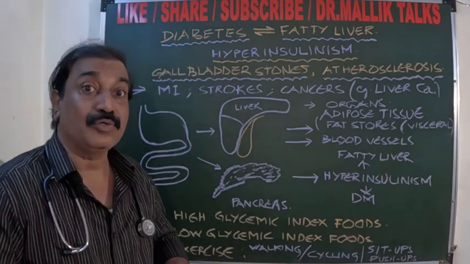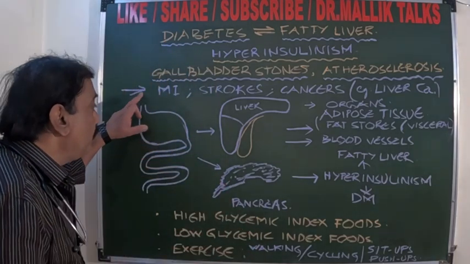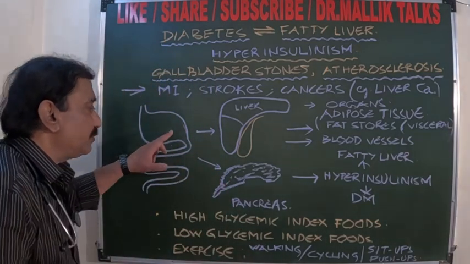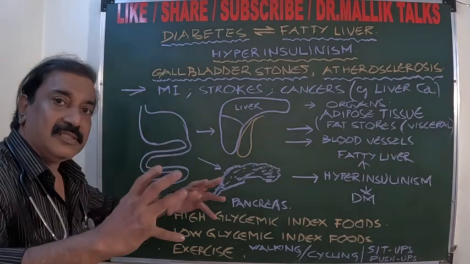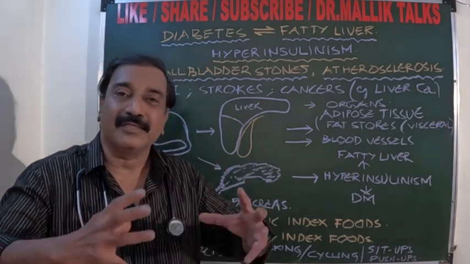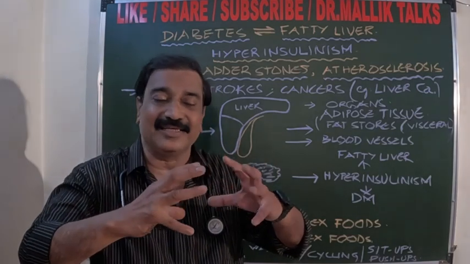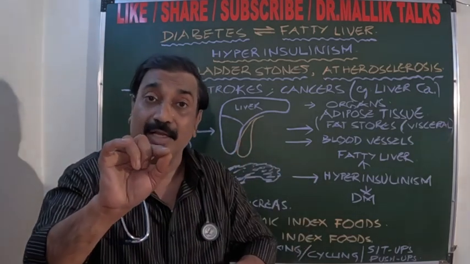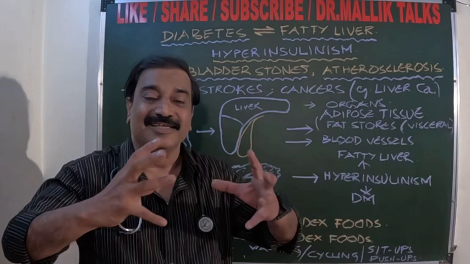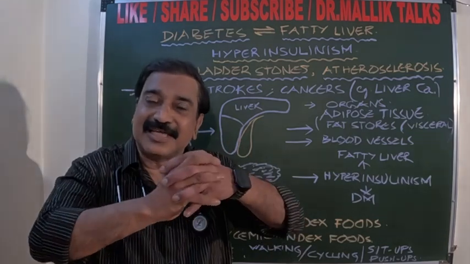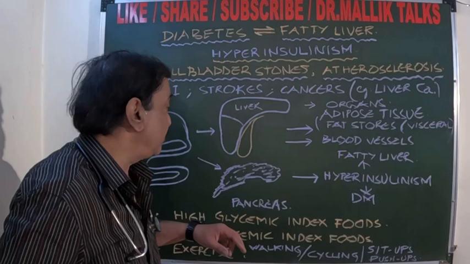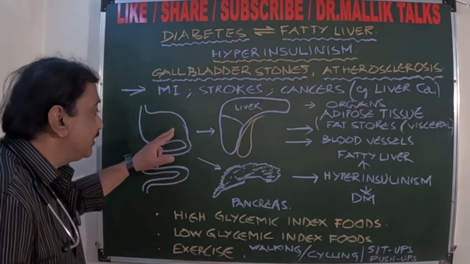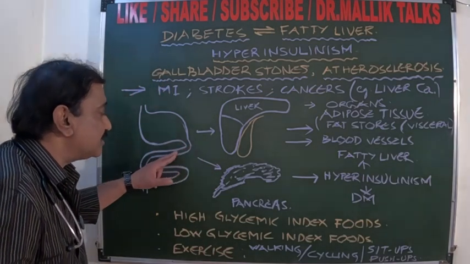Why I am talking about high glycemic index food is, the moment the food enters the stomach, what does the stomach do? Stomach does nothing. It doesn't absorb anything except alcohol. The stomach is like a mixer grinder. It churns the food. Then the food enters the small intestine.